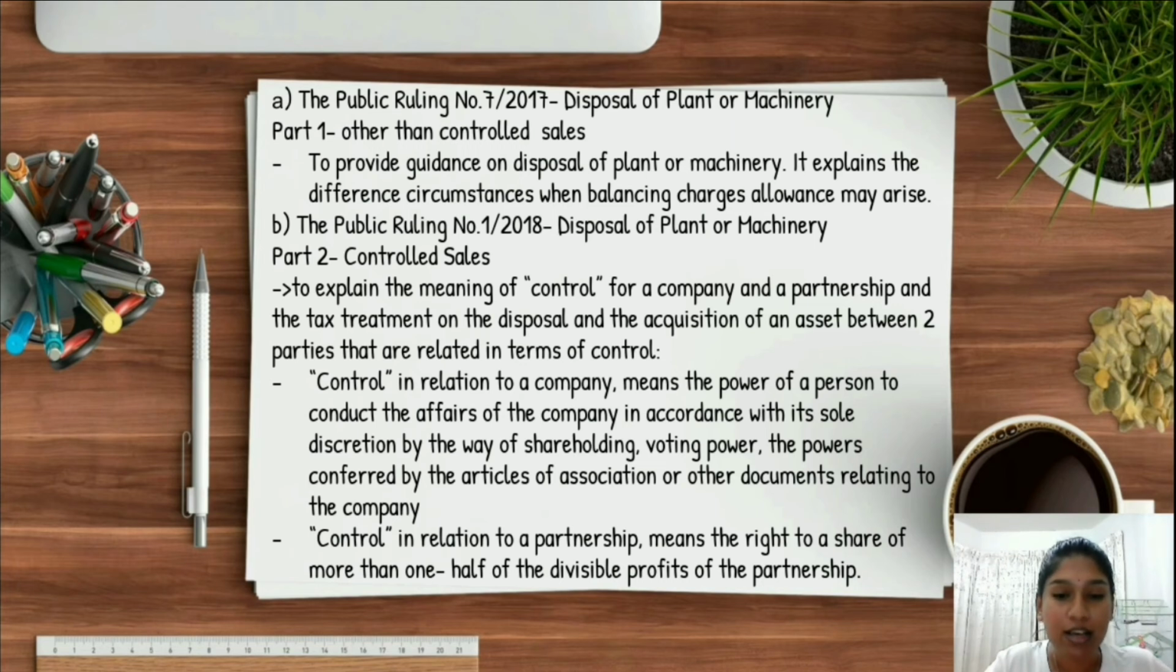First, control in relation to a company means the power of a person to conduct the affairs of the company in accordance with its sole discretion by way of shareholding, voting power, the powers conferred by the Articles of Association or other documents relating to the company. Second, control in relation to a partnership means the right to a share of more than one half of the divisible profit of the partnership.